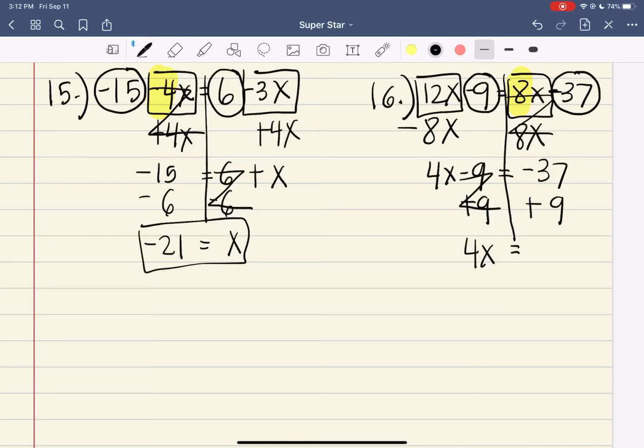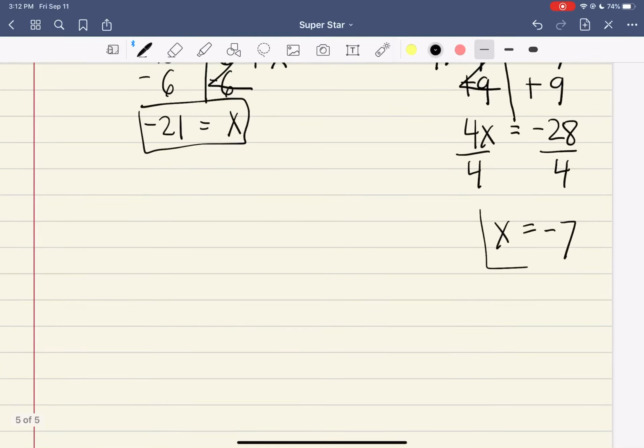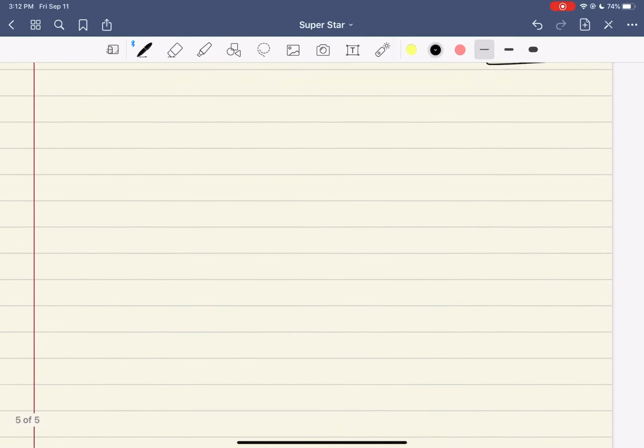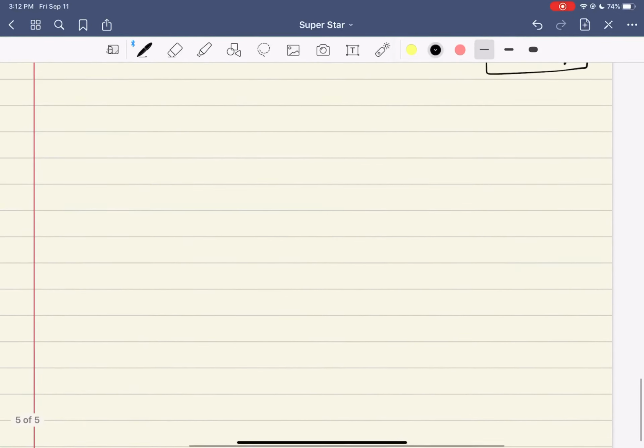So that is a -28. Divide both sides by our coefficient of 4, and we'll be left with x equals -7. And that is your answer there. All right, and we're almost done.